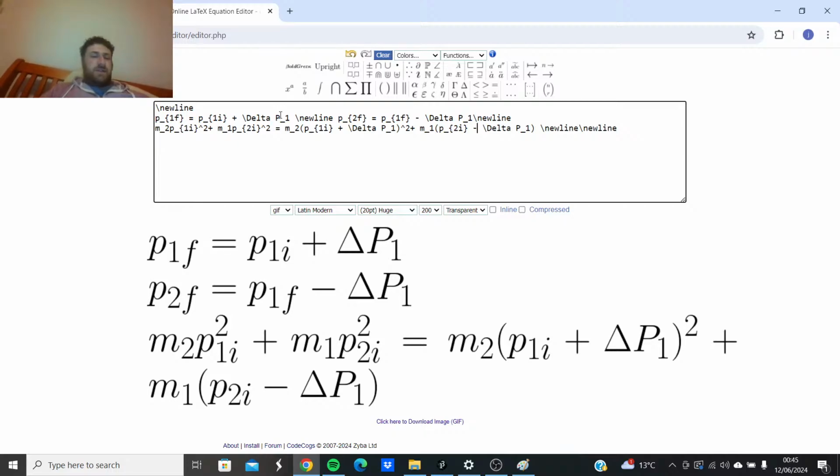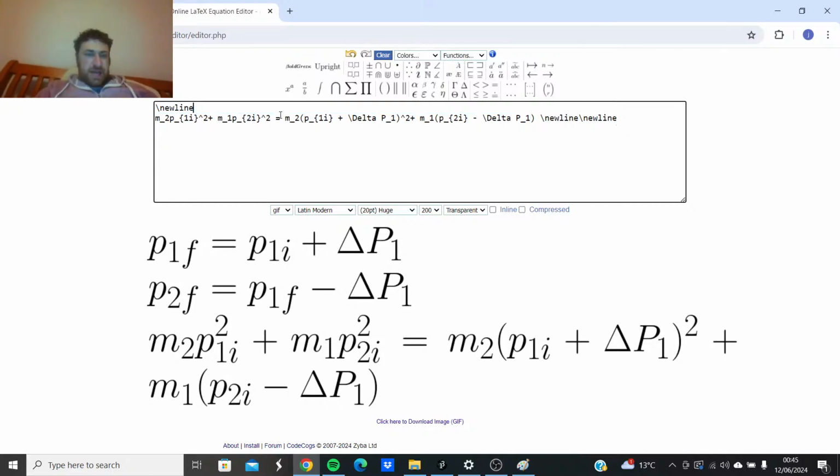Now that we've done those substitutions, we can actually get rid of our first two equations here. So we'll do that.